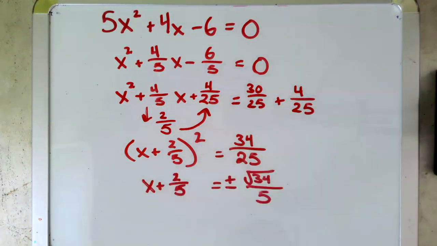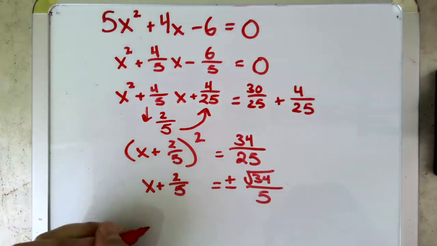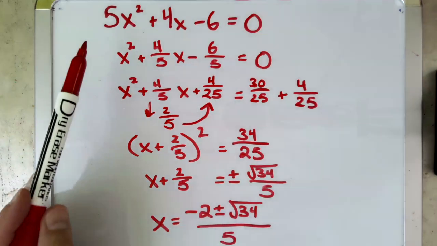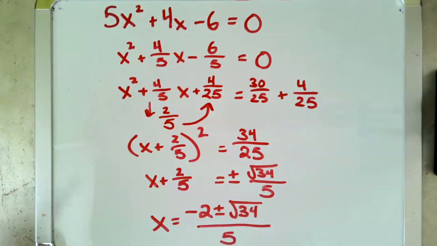And then my final step is to get x by itself. I'm going to subtract that 2/5. Well, those have the same denominator, so I can put everything over 5 when I do that. And that is using completing the square to find the answer to this quadratic, or the two answers in this case.